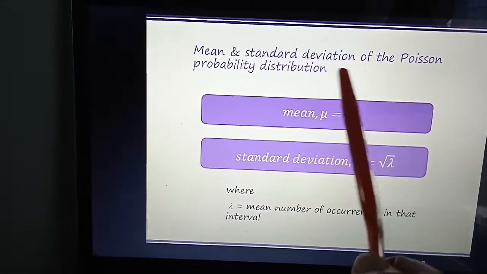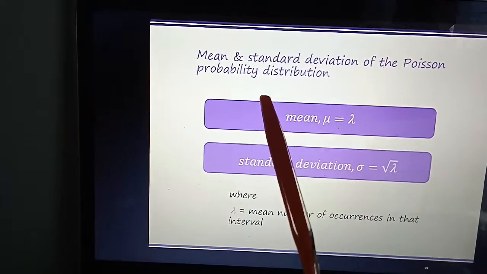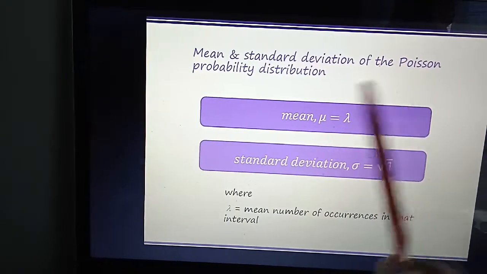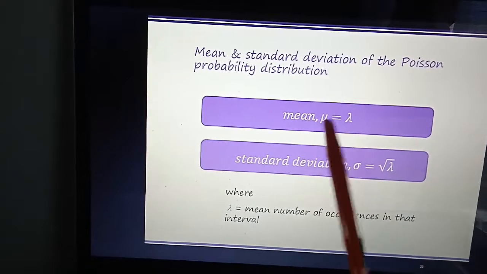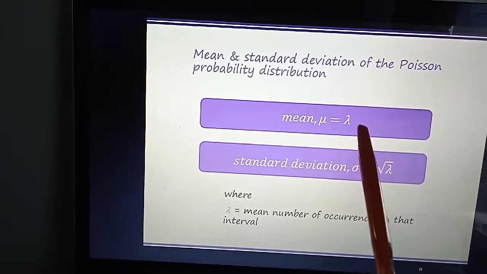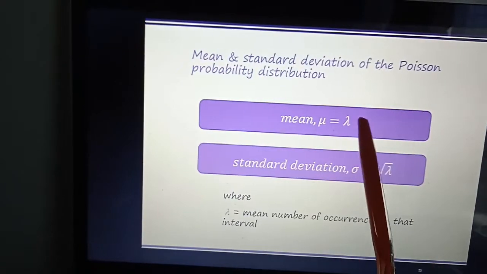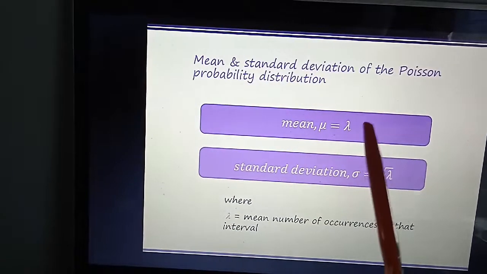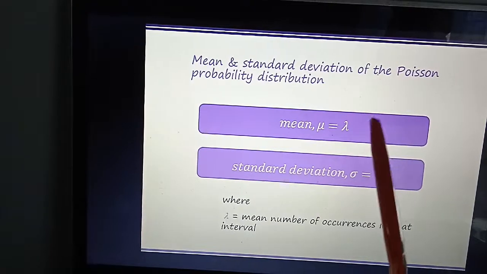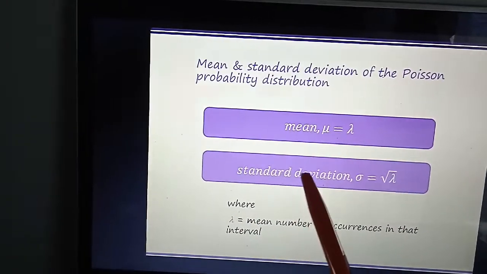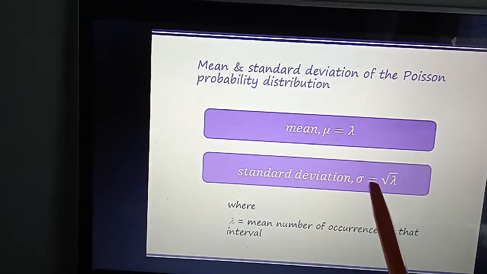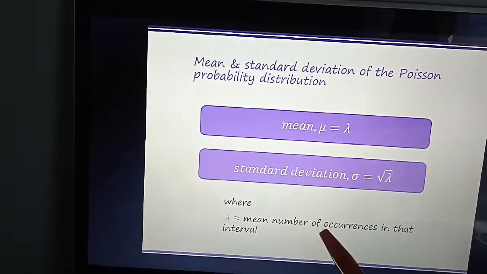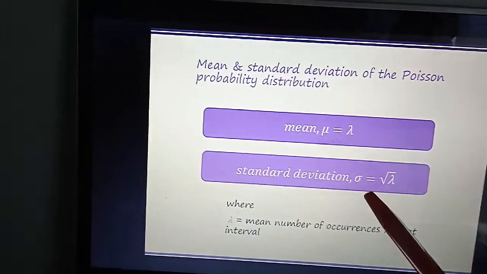Mean and standard deviation of the Poisson probability distribution. The mean for the Poisson probability distribution is given by mu equal to lambda. Lambda is the parameter; lambda is the mean of the distribution provided from the sampling. The standard deviation sigma is given by the square root of lambda, where lambda is the mean number of occurrences in that interval.